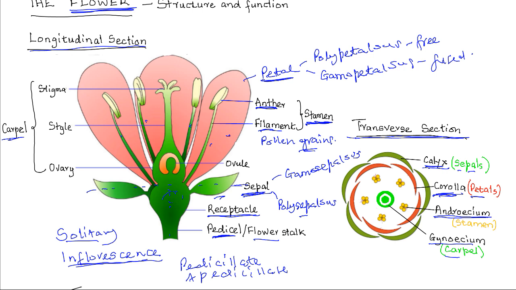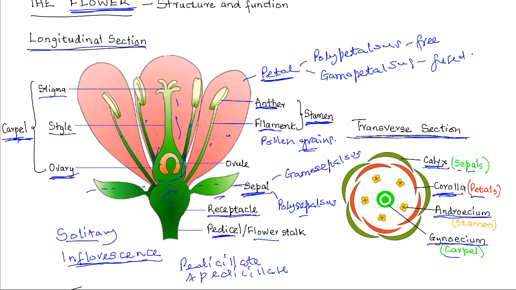Then at the center of the flower, there is the gynoecium. Gynoecium is the female part of the flower. It consists of one or more carpels. So this is the gynoecium at the center. It's known as the carpel. Each carpel is made up of three parts: the stigma, the style, and the ovary.